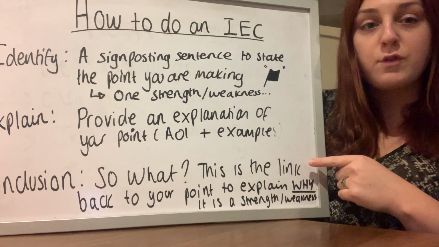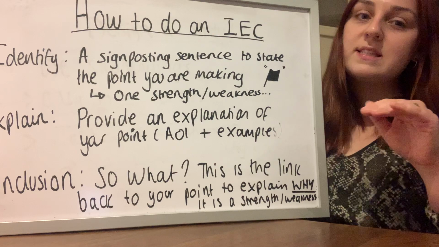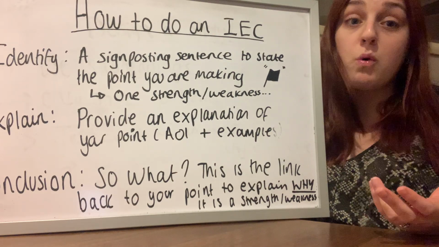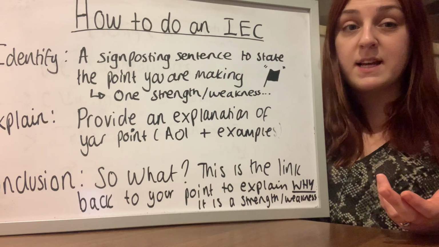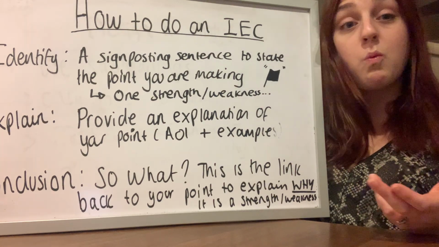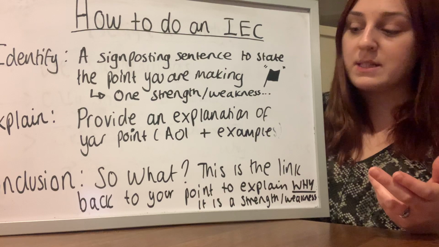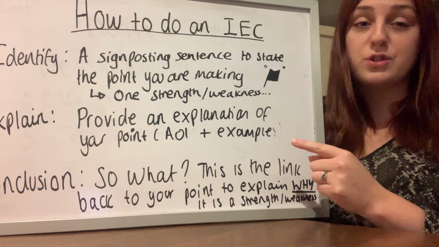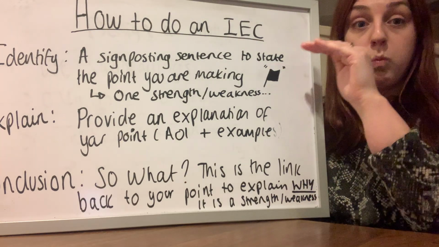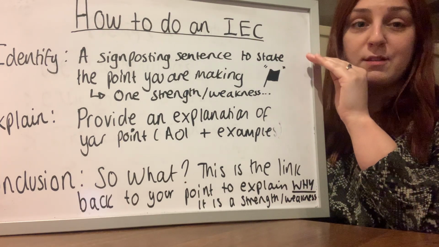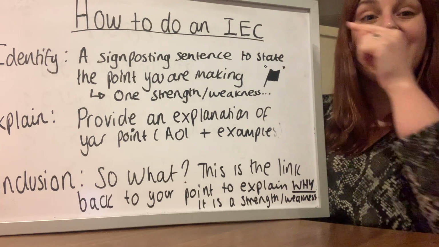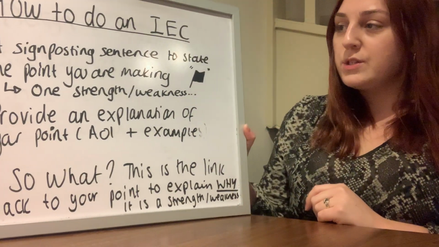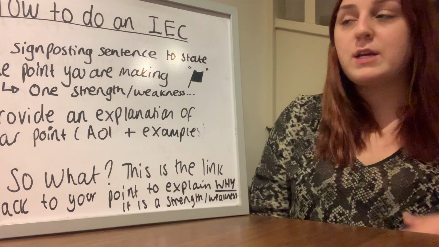And then finally, you've got the conclusion. That's the final sentence or so of your paragraph, where I like to call it the so what sentence, because you're saying to the examiner, so what? So why is this good or why is this bad? So you're giving the reason or the justification for the point you've just described and saying why that evaluates the theory that you're talking about. So you're linking it back to the initial identify point. So that's how we structure the evaluation point.